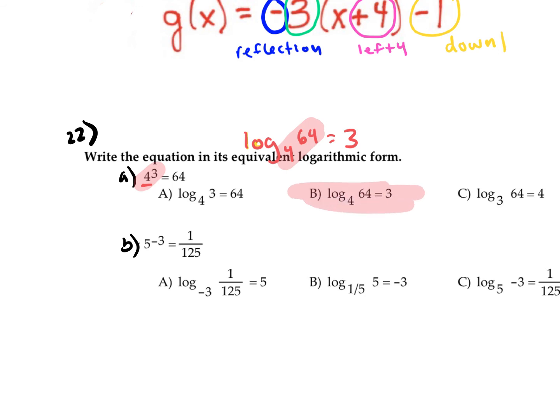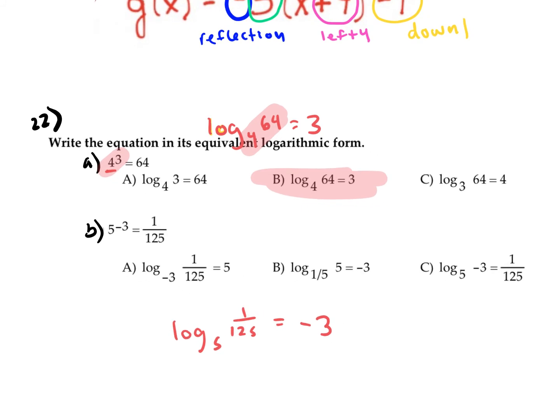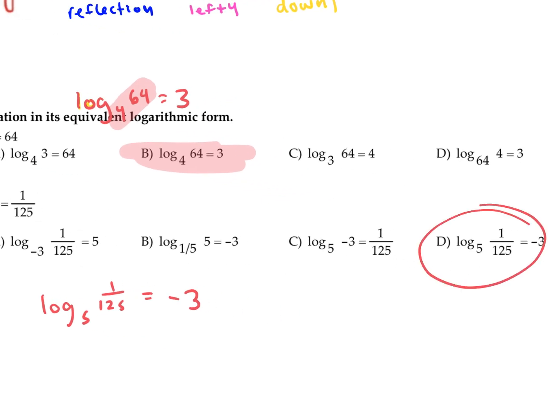And then for b, I have log base 5 of 1 over 125 is equal to negative 3. So that would be answer choice D. Any questions here?